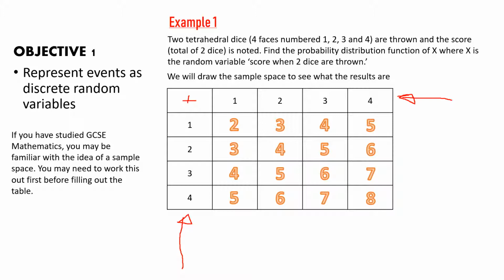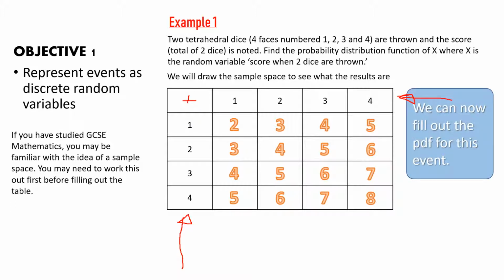That is what's known as a sample space, and this is a very common question in GCSE where they will ask you to work out what the probabilities would be based on an event where you have to work out what the outcomes would be in the first place. So we now fill out the PDF for the events.